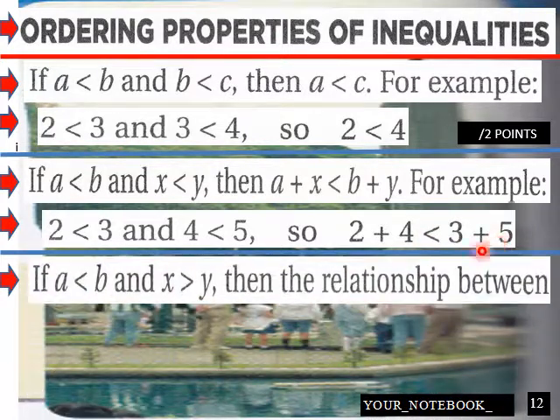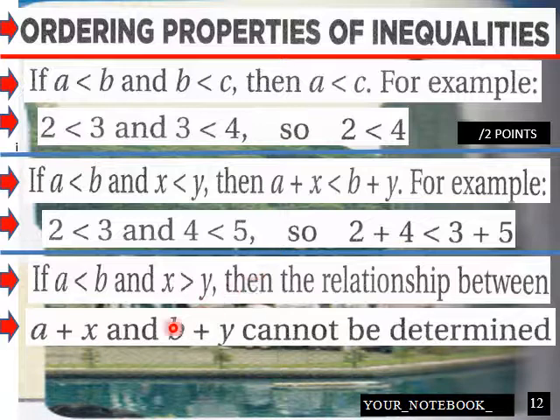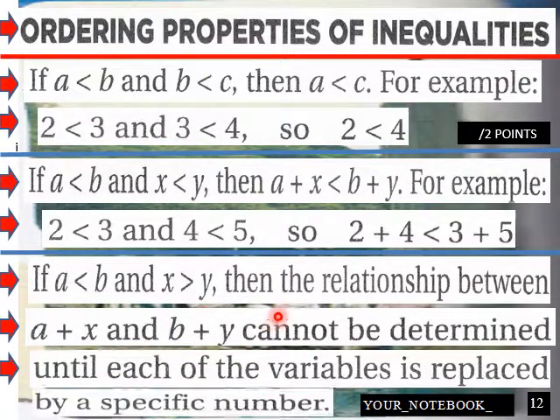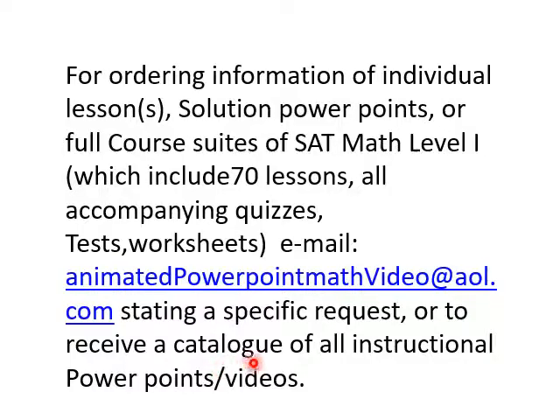For example, 2 is less than 3 and 4 is less than 5, so 2 plus 4 is less than 3 plus 5. If A is less than B and X is greater than Y, then the relationship between AX plus BY cannot be determined until each of the variables is replaced by a specific number. And that's where we'll leave it right now.